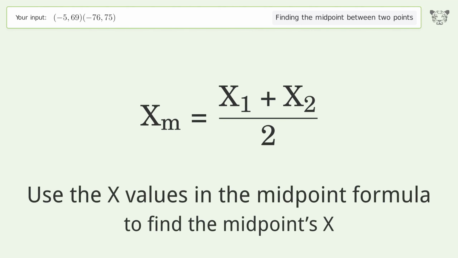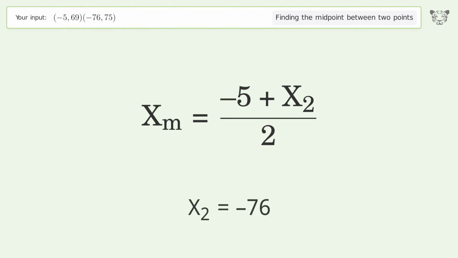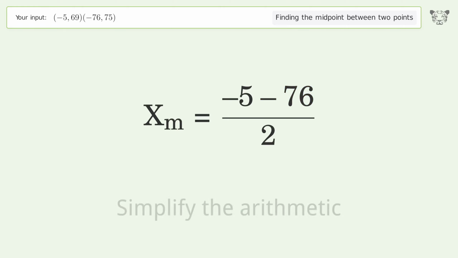Use the x values in the midpoint formula to find the midpoint's x. x1 equals -5. x2 equals -76. Simplify the arithmetic.